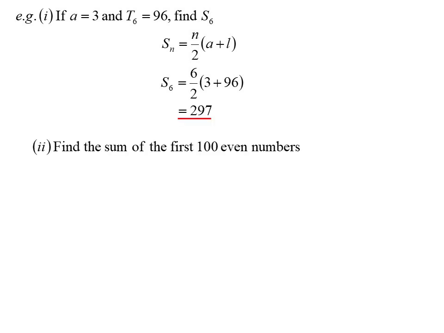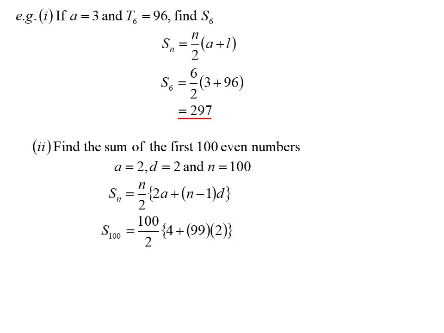What's the sum of the first 100 even numbers? And let's just pretend for a second that I cannot possibly work out what the 100th even number is. No, too difficult. Cannot work that out. But I know the first term's 2. And if they're even numbers, I'm going up by 2, so the common difference is 2. And there's 100 numbers, I could use the other formula. n on 2, (2a plus (n minus 1)d). Substitute into that one. Bit of calculation. There it is.